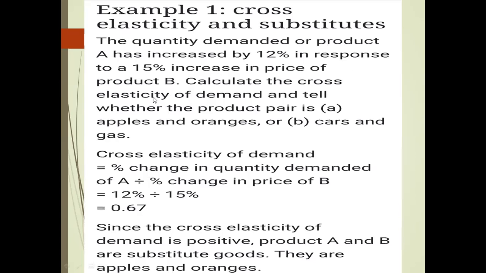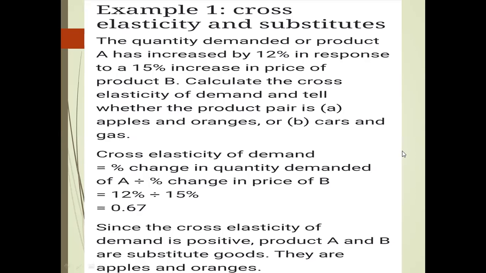So calculate the cross elasticity of demand and tell whether the product pair is apples and oranges or car and gas. Now you see here apples and oranges, what kind of products are these? These are substitute products. Okay, it means if you don't eat apples, you can be okay with oranges. But car and gas both are complementary, meaning they go hand in hand.